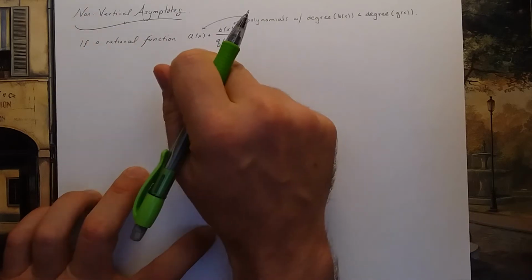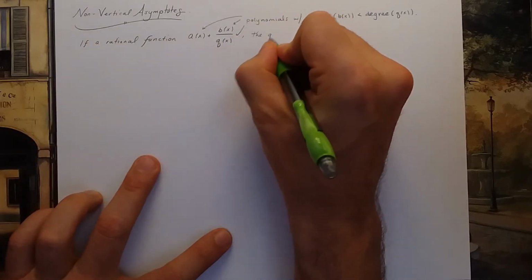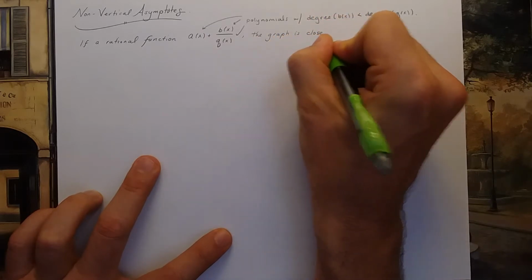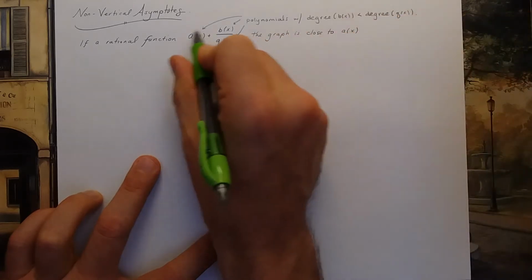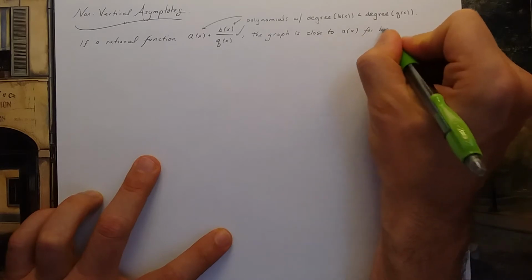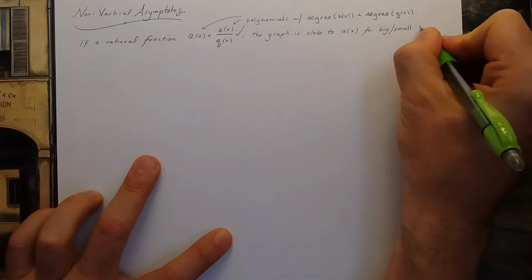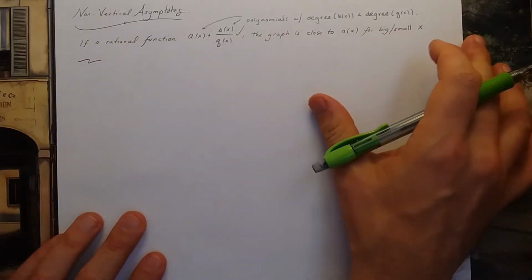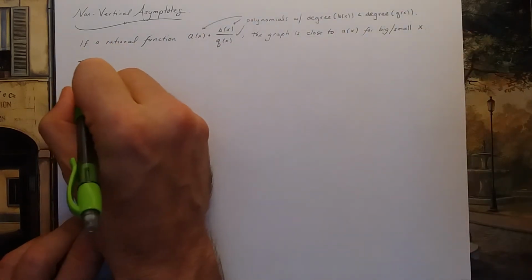So if a rational function is this, then the graph is close to the graph of a(x), this first polynomial, for big and small values of x. This sentence probably doesn't make a lot of sense until we do some examples. So let's start with a simple example.